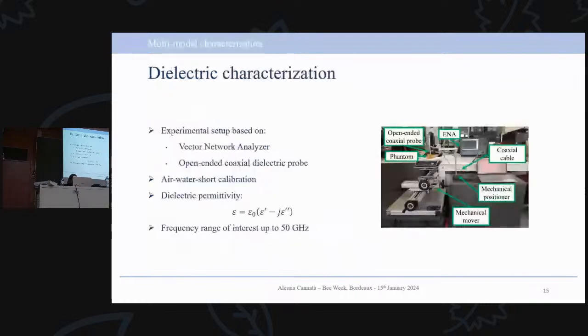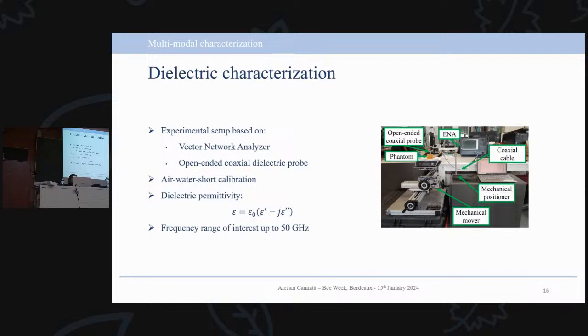So at first we wanted to dielectrically characterize our phantoms, so we need this kind of experimental setup based on an open-ended coaxial probe, a coaxial cable which is connected to the VNA, which is the vector network analyzer. Do you know it? Yes. Okay. It can generate the stimulus in a desired frequency range, of course, according to its limit. And the phantom is positioned in contact with the probe, avoiding any air bubbles which can affect the measurements. We use a mechanical mover to position the phantom in the right way, and we also have a mechanical positioner for the probe to keep it stable.